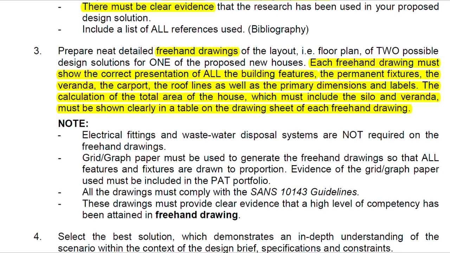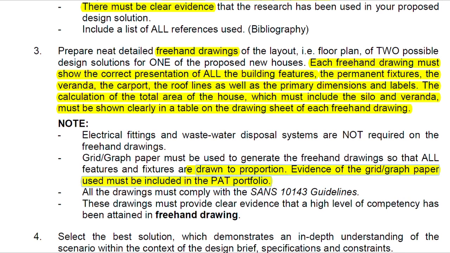Grid graph paper must be used to generate the freehand drawings so that all features and fixtures are drawn to proportion. Evidence of the grid graph paper used must be included in the PAT portfolio. So I'm asking my learners to actually put this graph paper underneath just a normal A3 paper, so that it just shows through and then draw, and then they can include this graph paper in the back as proof that they've used it.